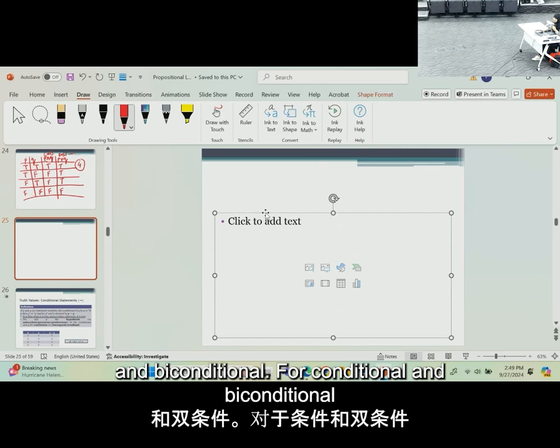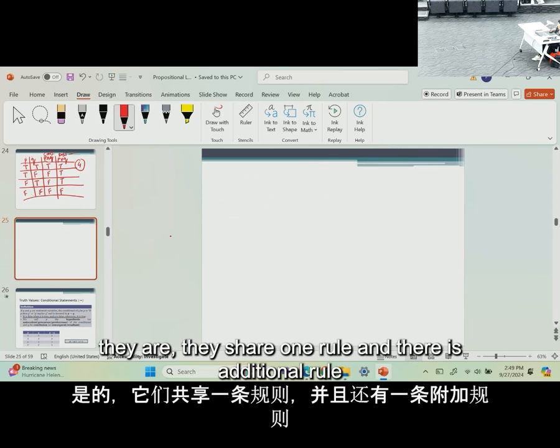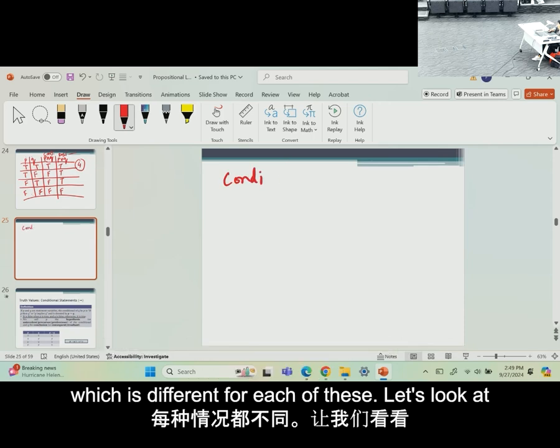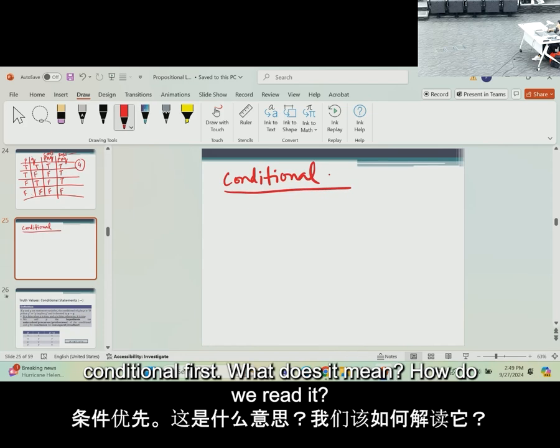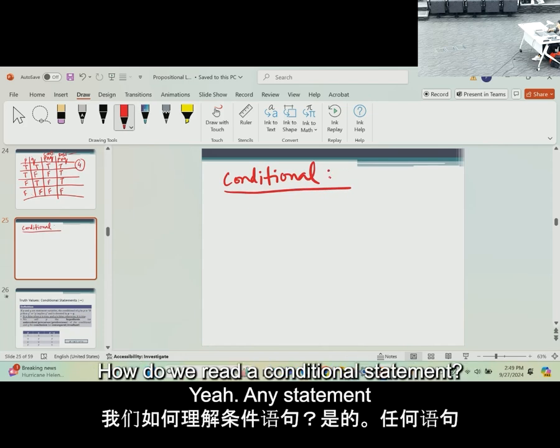For conditional and biconditional, they share one rule, and there is an additional rule which is different for each of these. Let's look at conditional first. What does it mean? How do we read it? How do we read a conditional statement?